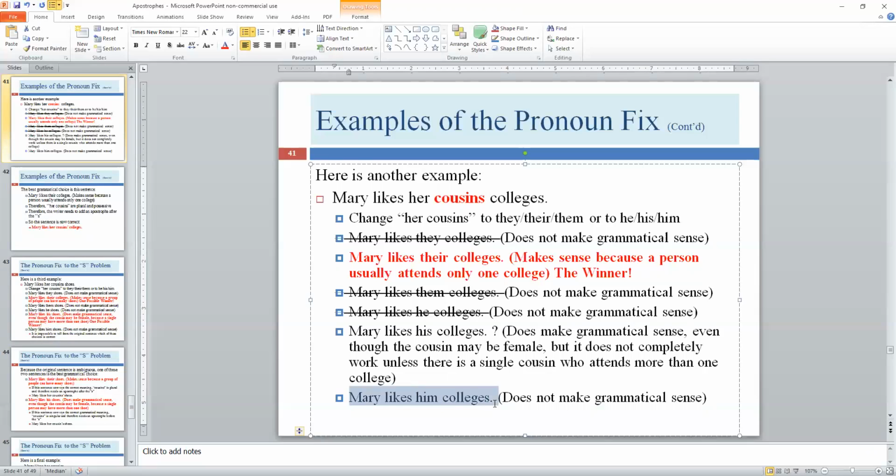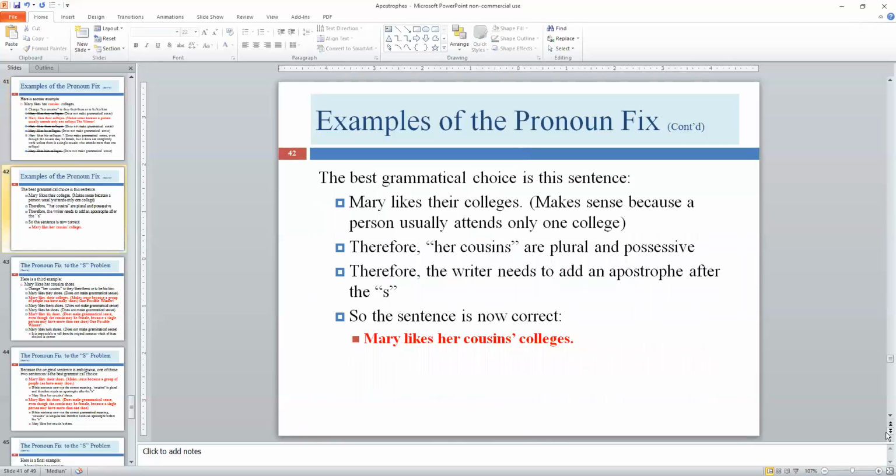Mary likes him colleges. Now, of course, if we are writing the sentence, we know very well how many cousins there are. At least we know whether there's one cousin or more than one cousin. So we're writing it. We don't have to play this game. We know, okay, more than one cousin, so this is going to be the correct replacement. Or if it happens to be one very studious cousin who's going to more than one college, we know this is the correct one. But we're going to assume that there's multiple cousins and they all don't go to the same college.